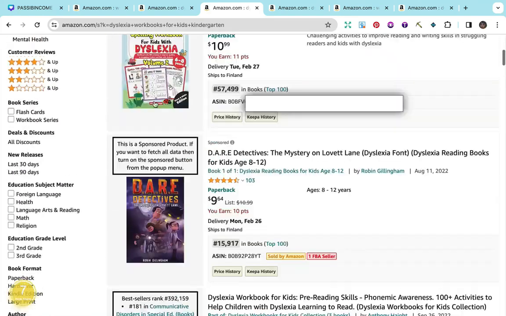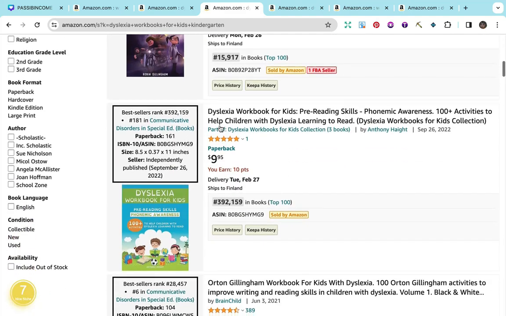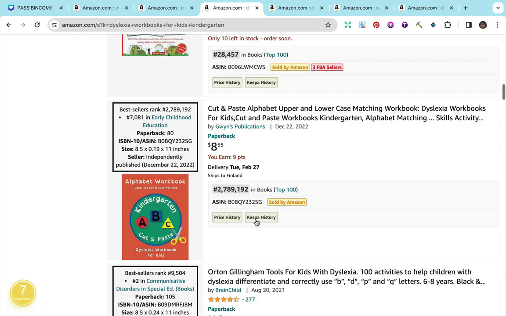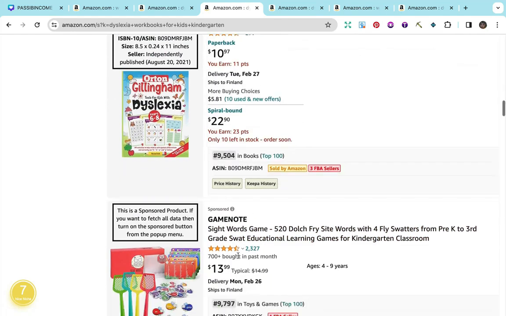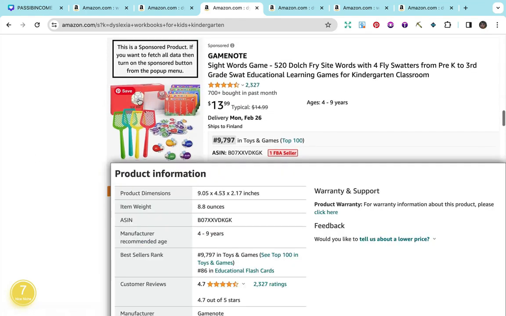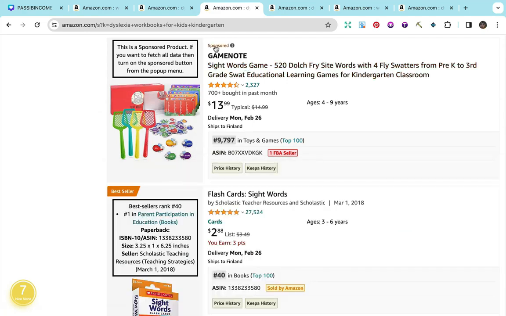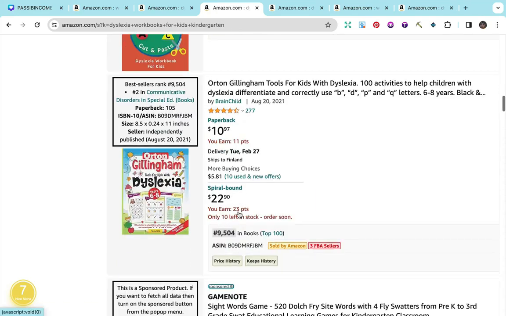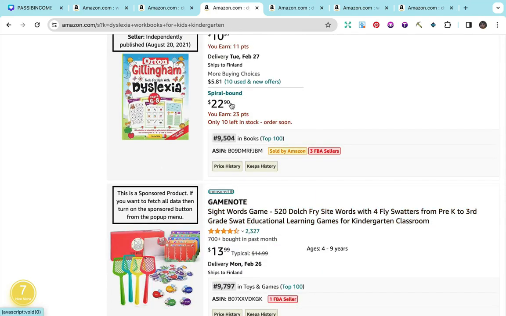Scrolling down here, please avoid the sponsored books. They're not going to be helpful at all when looking at them. Here we have a couple of books. This one's 28,000 as the bestseller rank. This one here is 9,000. This one here, you don't look at this because it's not really an independently published book. It's also sponsored, so do keep in mind that they do put some sponsored products or sponsored books in between.